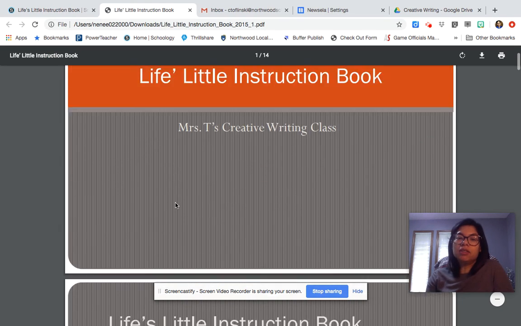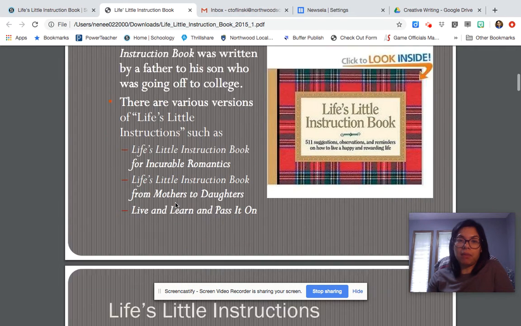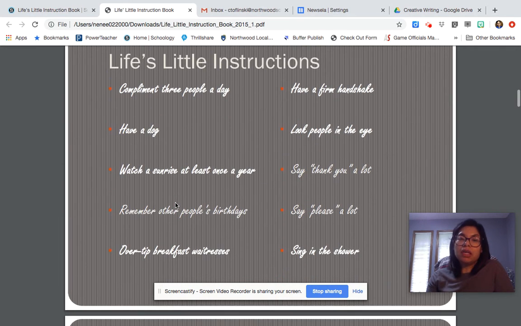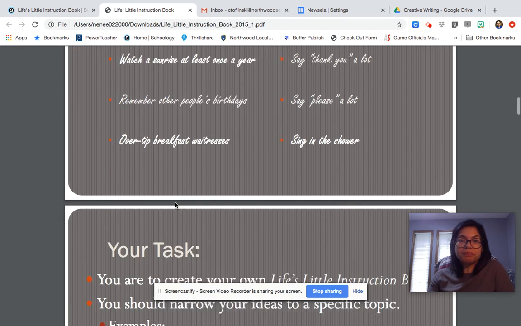Life's Little Instruction Book is based on a book called Life's Little Instruction Book that was written by a father to his son who was going off to college. Since then, there have been other Life's Little Instruction books about more specific topics. Some of the instructions in the book are things like compliment 3 people a day, have a firm handshake, have a dog, watch a sunrise at least once a year, and sing in the shower.